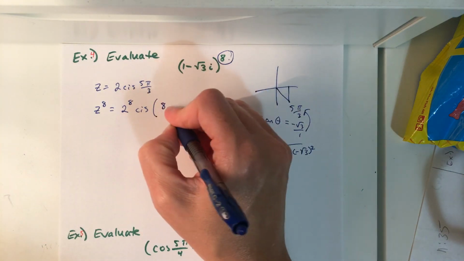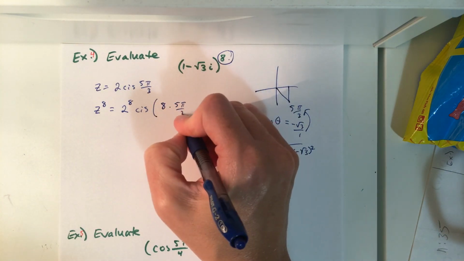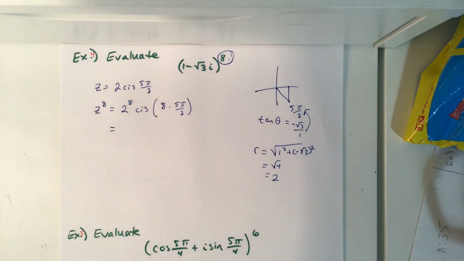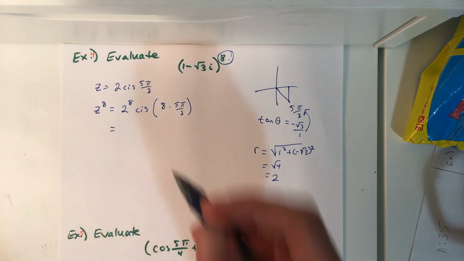So we're going to do 8 times 5 pi over 3. And now we can just simplify each one of these. 2 to the 8th power, off the top of my head, I'm not 100% sure. Let me get my calculator out. 256.